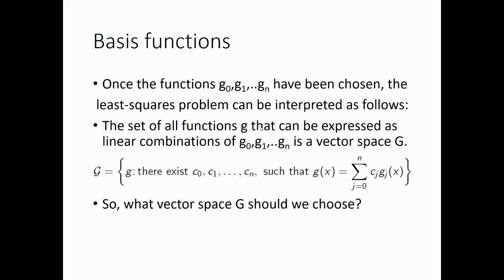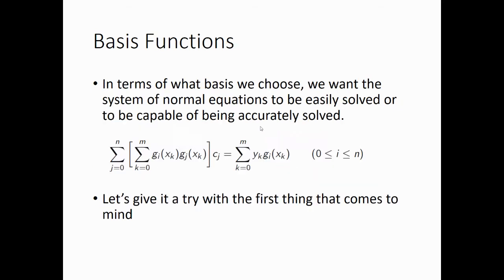And after we choose them, the least squares problem can be interpreted as follows. The set of all functions g that can be expressed as linear combinations of g0, g1 through gn is a vector space G. So what is the vector space that we want to actually go with? Well, in terms of what basis we choose, we want the system of normal equations to be easily solved or be capable of being accurately solved, if not easily.